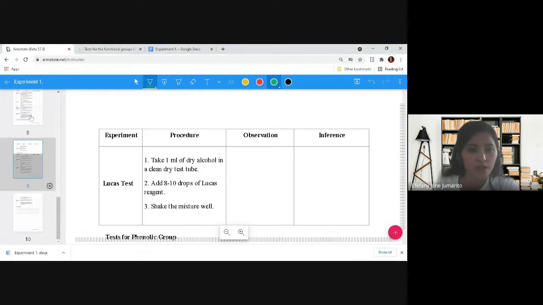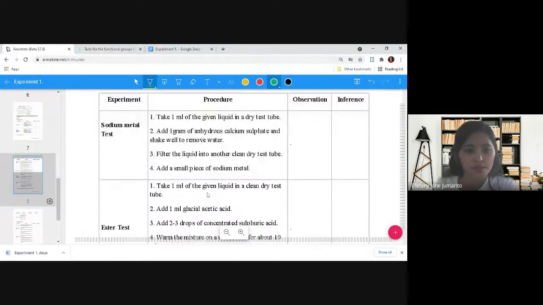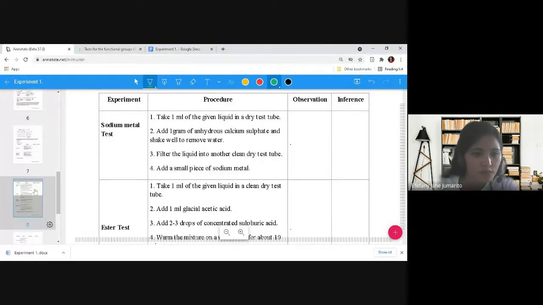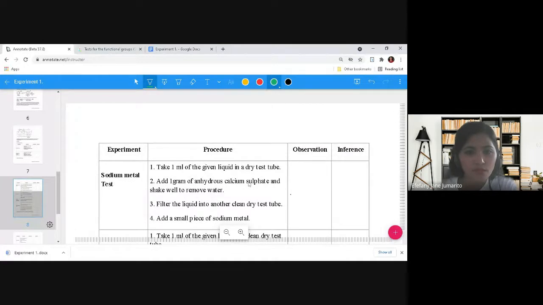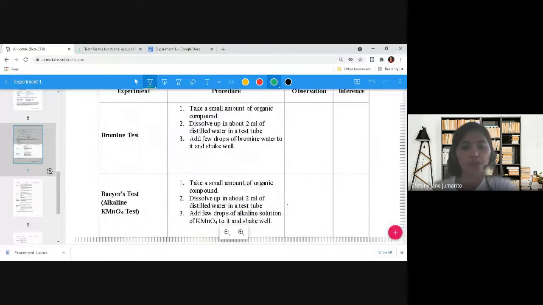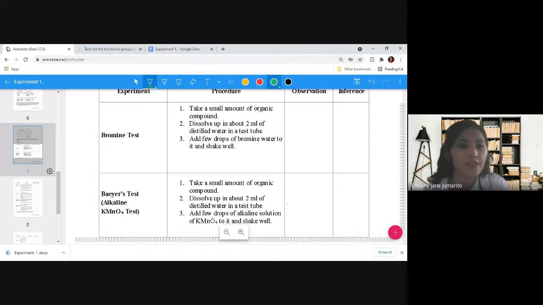Okay, so we have procedure 2. Dissolve it in about 2 ml of distilled water in a test tube. Okay, so we have that one.